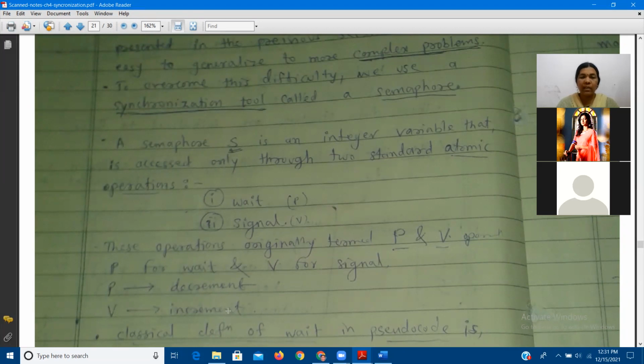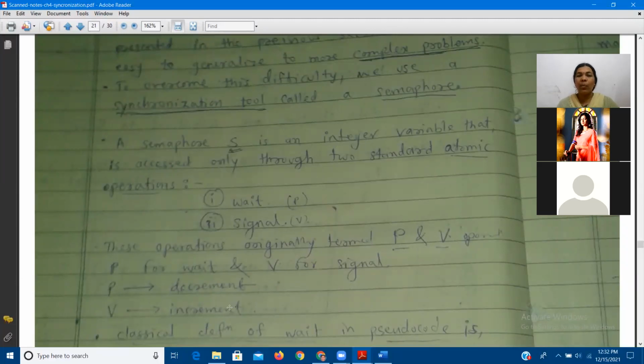P is generally a decrement operation and V is generally an increment operation. The general meaning of wait is that we need to wait for some time, and with signal, something is indicated to you. In real life also, we use the term signal. Signal is nothing but an indication, and based upon that indication, we need to perform the next task.